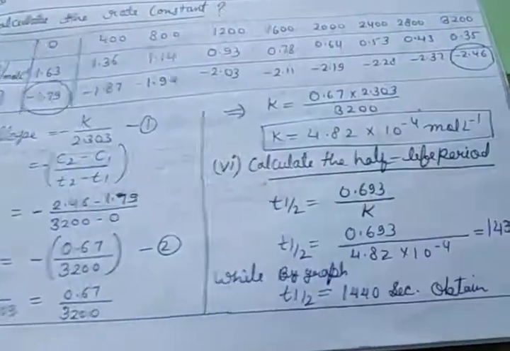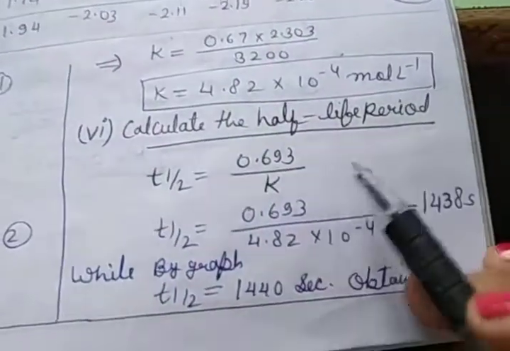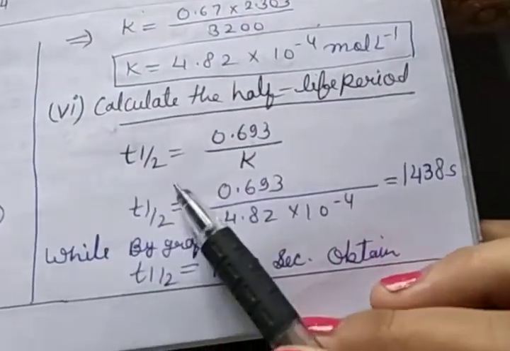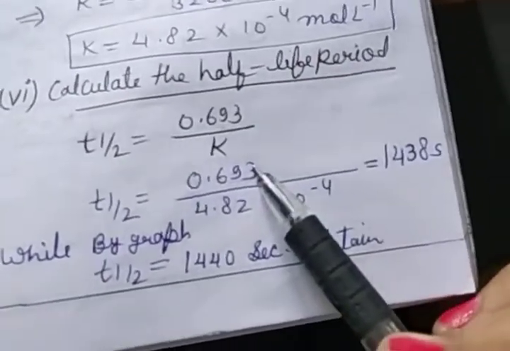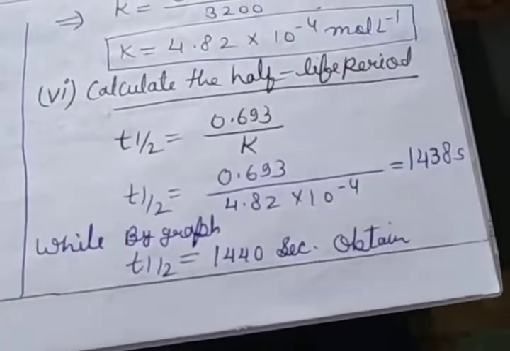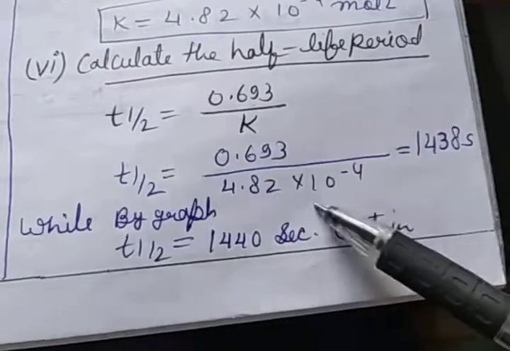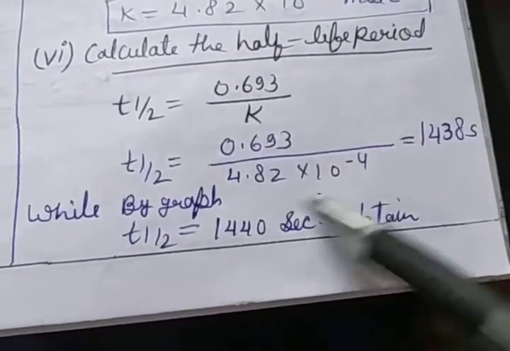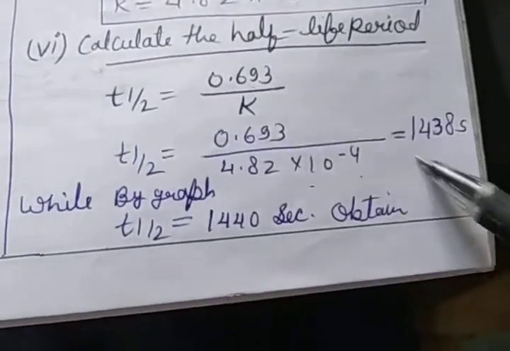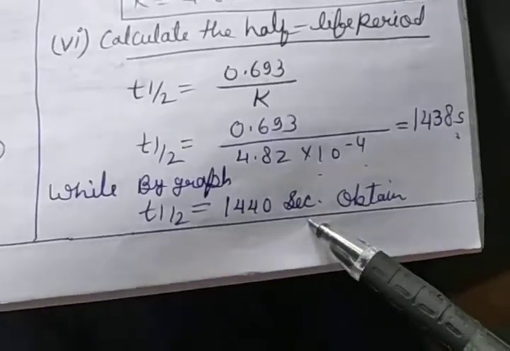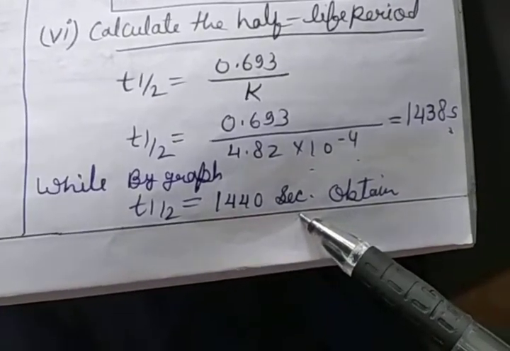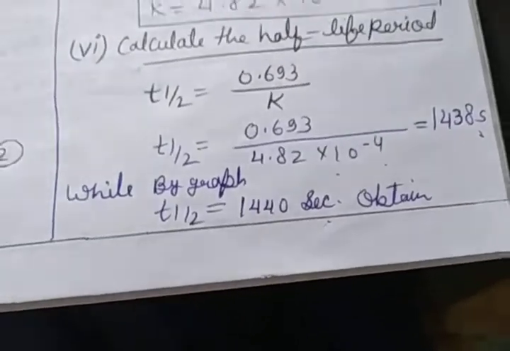Then question number 6, calculate the half-life period. The half-life period t half is equal to 0.693 divided by k. When we put the k value and divide 0.693 by the k value, we get 1438 seconds, and by the graph 1440 seconds is obtained. This is the difference.